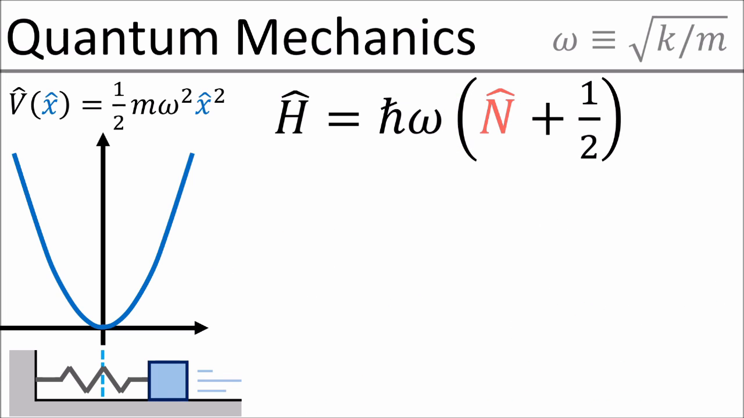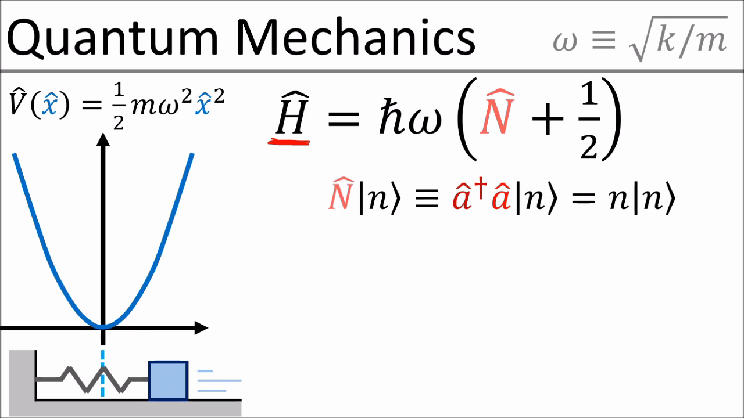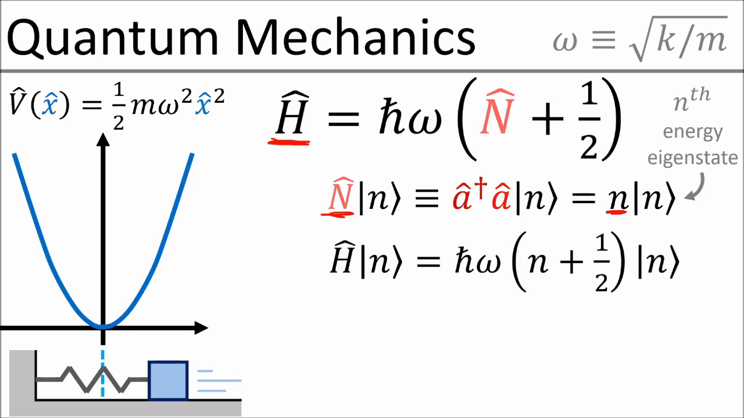This lets us rewrite the Hamiltonian in a much simpler form, where the number operator n hat gives an integer eigenvalue n for the nth energy eigenstate. The energies of these eigenstates are the eigenvalues of the Hamiltonian operator. The ground state at n equals 0 has a non-zero energy of 1/2 h bar times omega.